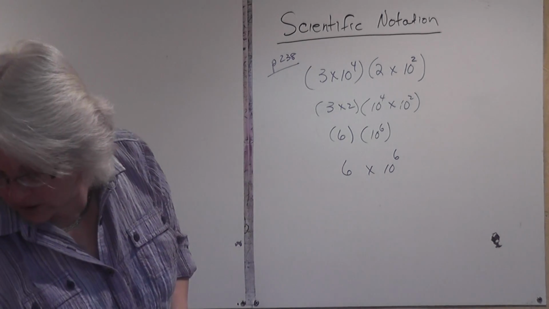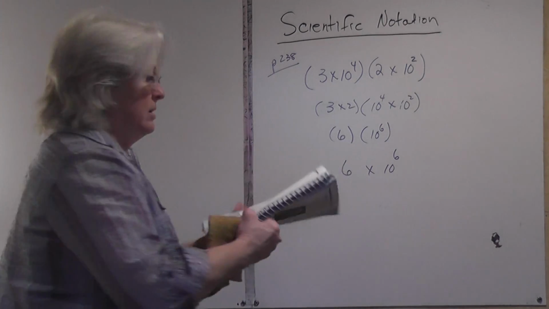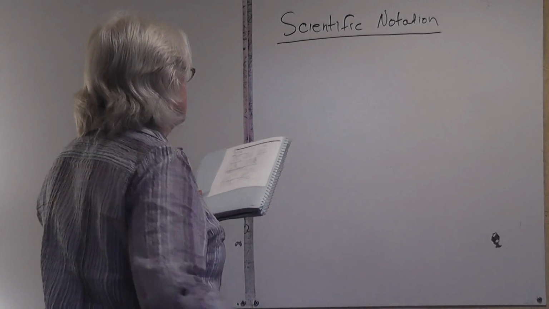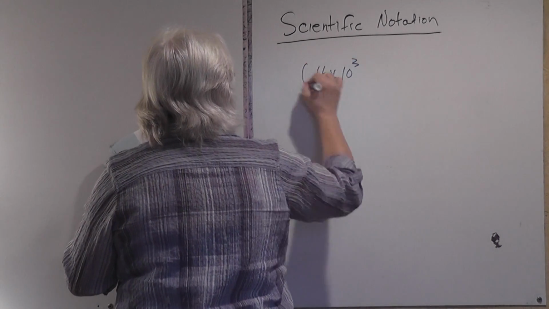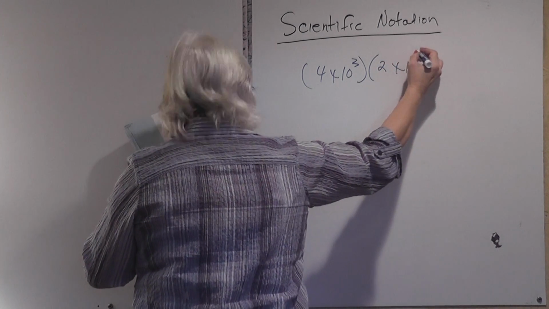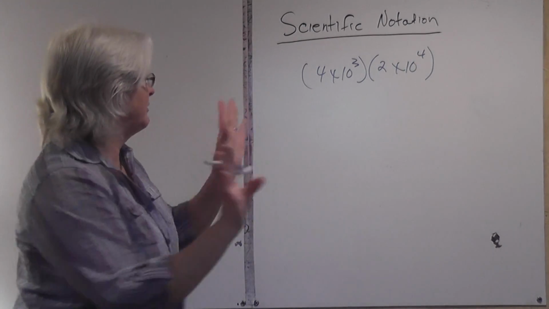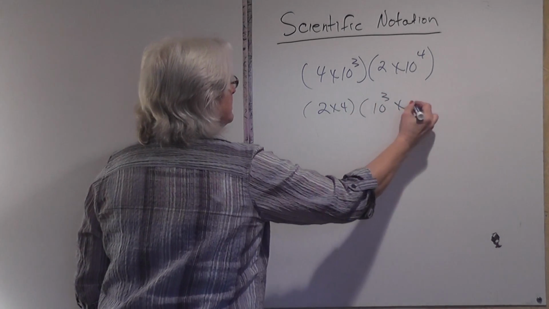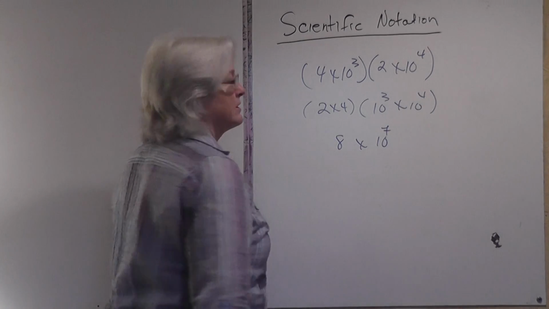Let me do another one for you. Four times 10 cubed, or 4 times 10 to the 3rd, times 2 times 10 to the 4th. We're going to regroup, move our factors around. We have 2 times 4, 10 cubed times 10 to the 4th, 8 times 10 to the 7th.